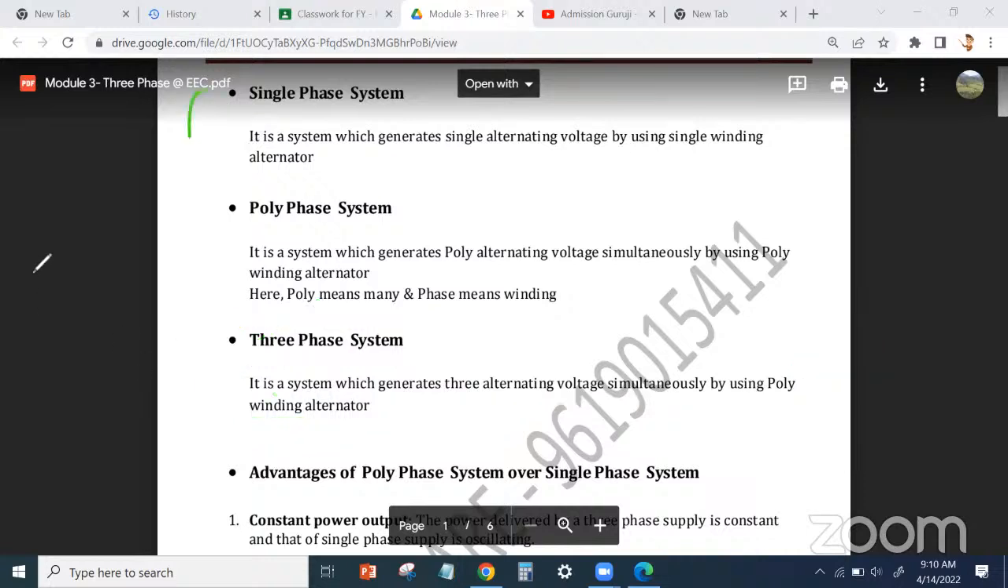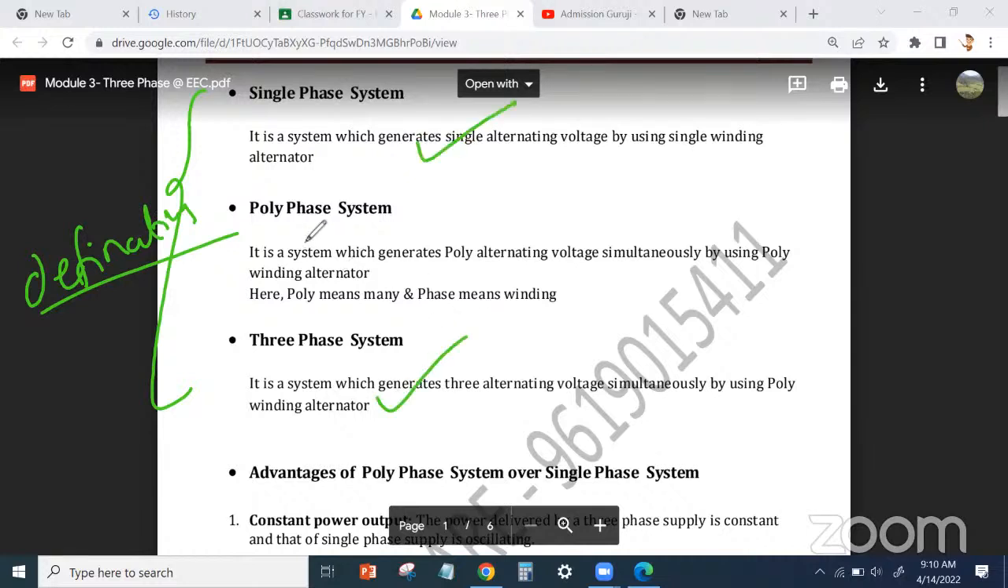Just go through all three definitions. In the exam they will ask you to define single phase system and three phase system. Write both definitions. And if the exam asks what is a polyphase system, you should write this definition. Just go through this: three phase, single phase, and polyphase.